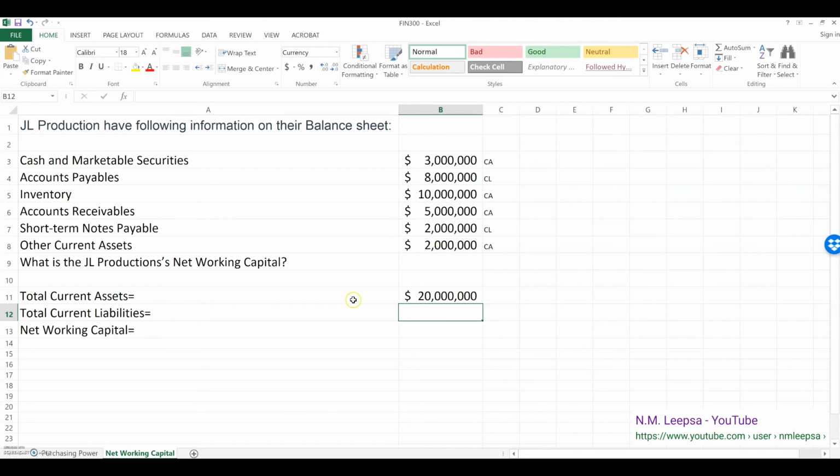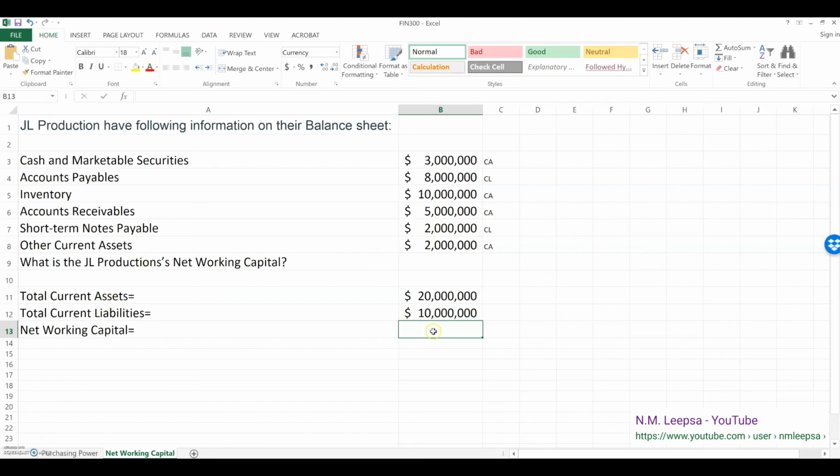The next step is to find the total current liabilities, and we have already found that there are two items. So let us simply add those two items of current liabilities, and here we found there is about 10 million of current liability. So this is basically a hypothetical example to show the calculation.